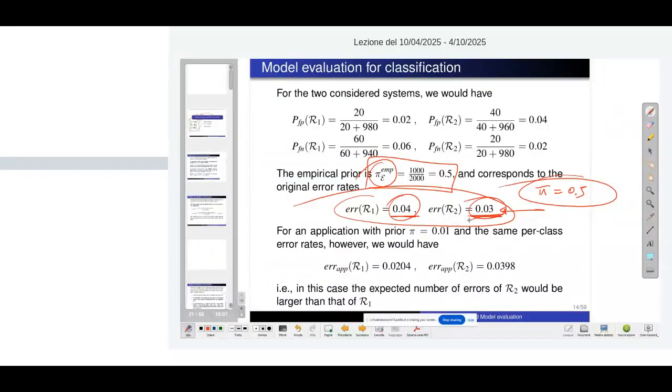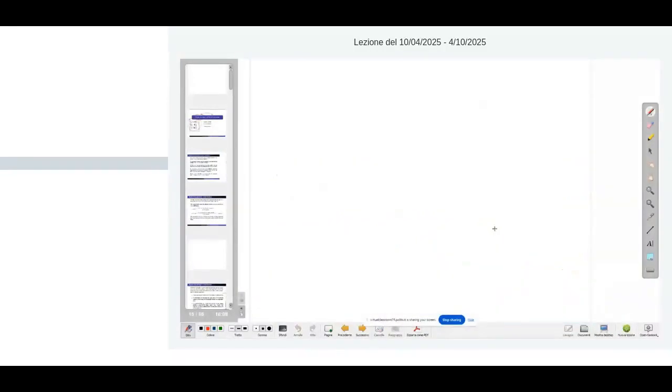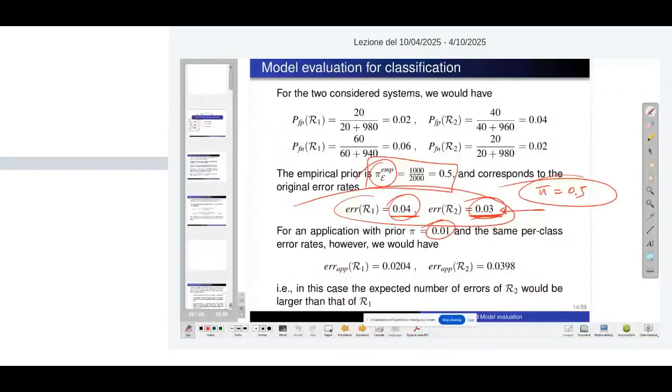But now let's imagine an application where the prior is different. The prior for class 1, now I don't remember if class 1 is healthy or negative, so class 1 is ill, the exam is positive, so you have the illness. That's what usual medical exams tell you. When it's positive, it's not a good thing. So the exam is positive, you are ill. The prior probability of being ill is just 1%. So if somebody takes the exam, we know that 1 out of 100 are positive. The others are not.